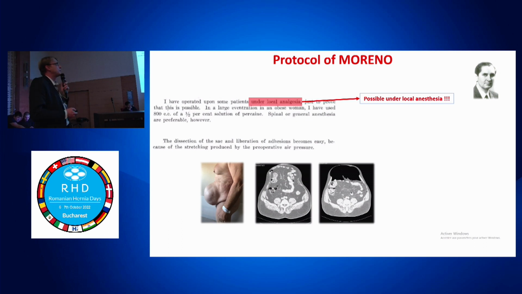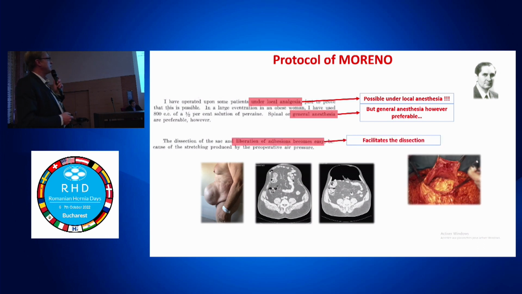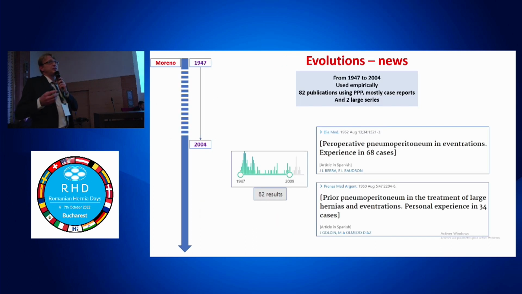He says that the surgery can be performed under local anesthesia, but he also explained that it's preferable under general anesthesia. And at the end, he explained that the pneumoperitoneum facilitates the dissection. So that was the first part about the history of the pneumoperitoneum. Now you ask me for the update.